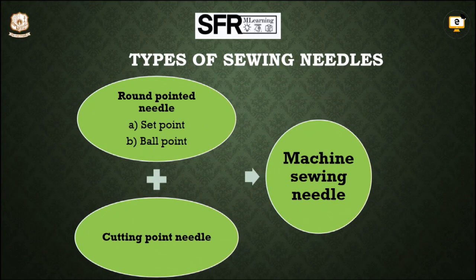Then machine sewing needles. There are two types of machine sewing needle: one is the round point needle, then the cutting point needle. The round point needle has two varieties, set point and ball point.